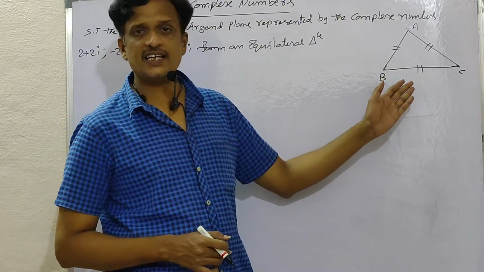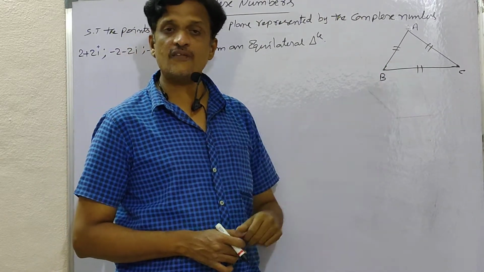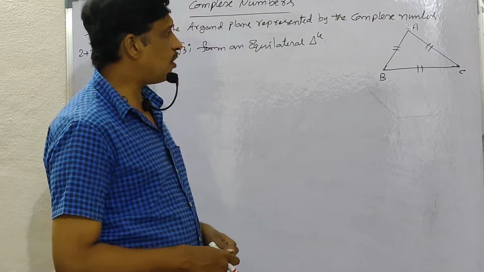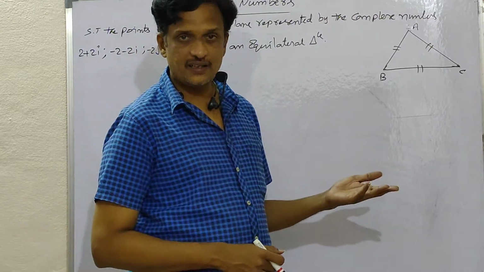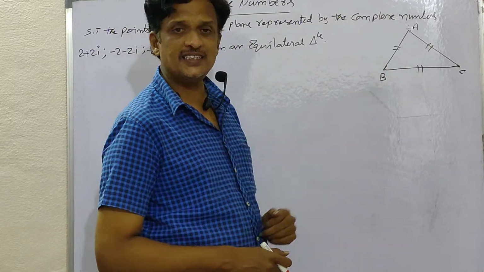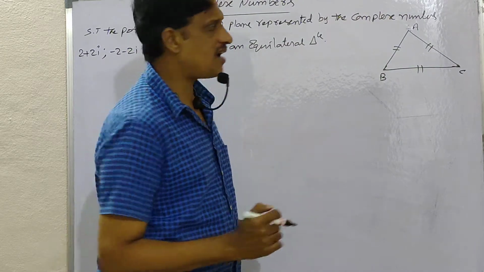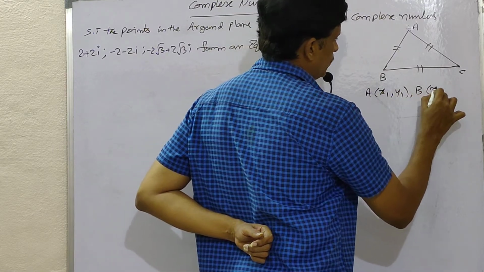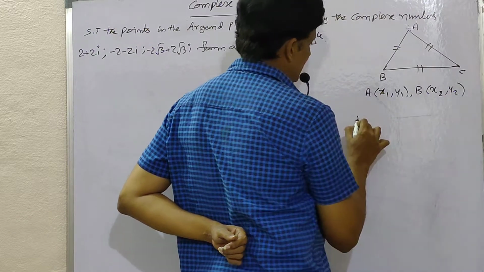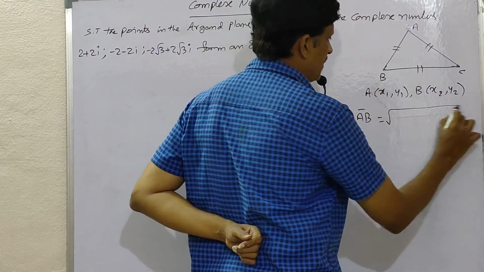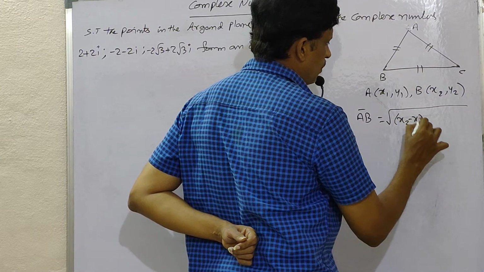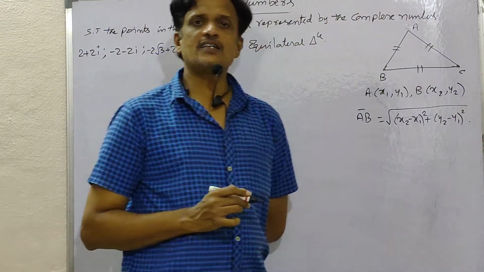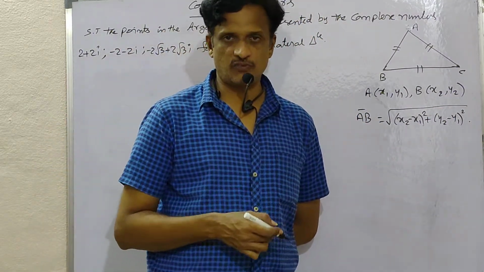So by using this condition, if the three sides AB, BC, CA are of the same length, you can say that the 3 points ABC form an equilateral triangle. Now to find the length of AB, that is the distance between the 2 points A and B. In coordinate geometry we have a concept: suppose the point A is (x1, y1) and the point B is (x2, y2). Then the distance between the 2 points AB is given by the root of (x2 minus x1) whole square plus (y2 minus y1) whole square. Later I will explain how to derive this formula also.